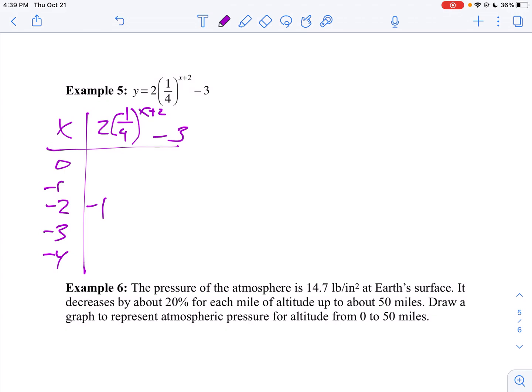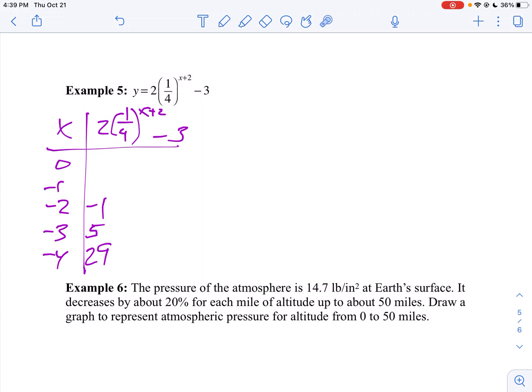Let's put in negative 3. So if I go negative 3 plus 2, that's negative 1. So take the reciprocal, I get 4 times 2 is 8, minus 3 is 5. And I'll put negative 4. So negative 4 plus 2 is negative 2. So 1/4 to the negative 2 would be 16. Do the reciprocal, so it's 16, times 2 is 32, minus 3 is 29. That's going to be way off my graph right away, isn't it?